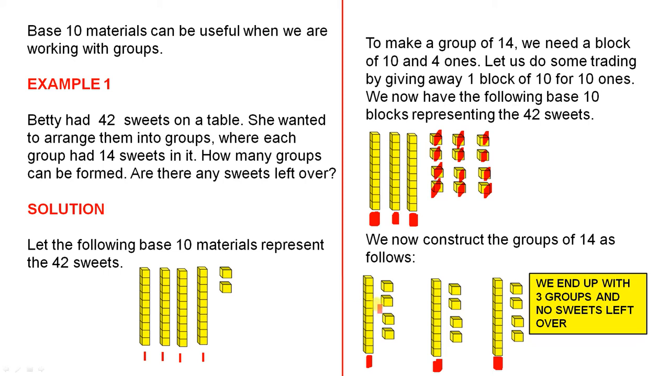So have a look how many we have in each group. 10 plus 4 is 14, and that's the case for every group. We end up with 3 groups and no sweets left over. So each group has 14 sweets, nothing is left over.